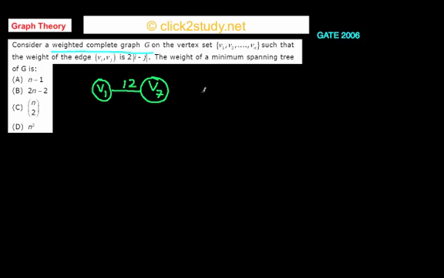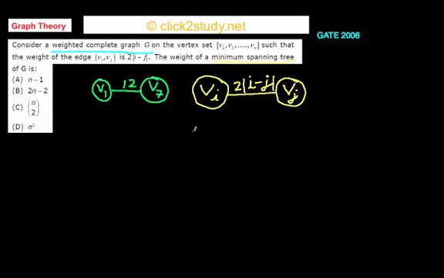And then it talks about any general pair of vertices. You take any vertex vi and connect it with any other vertex vj, and the weight in this case will be 2 times the absolute value of i minus j. That is the main point. And then it is asking what will be the weight of the minimum spanning tree in this case.